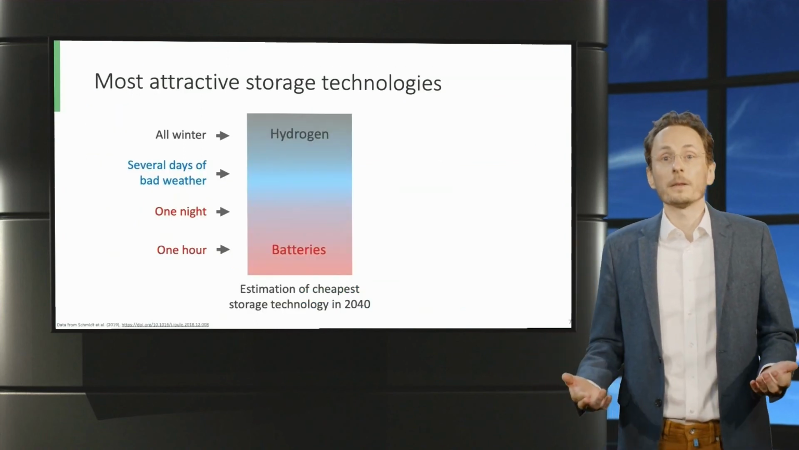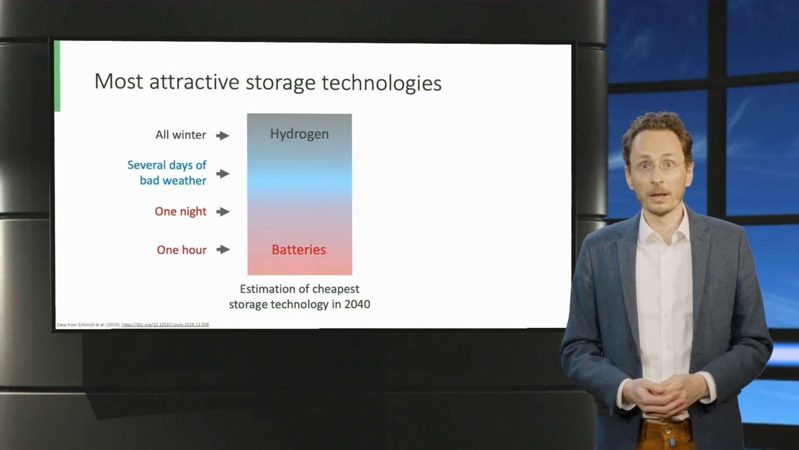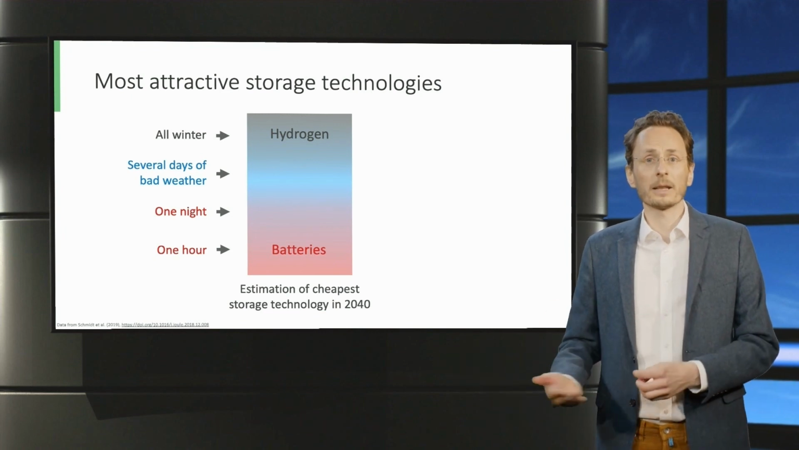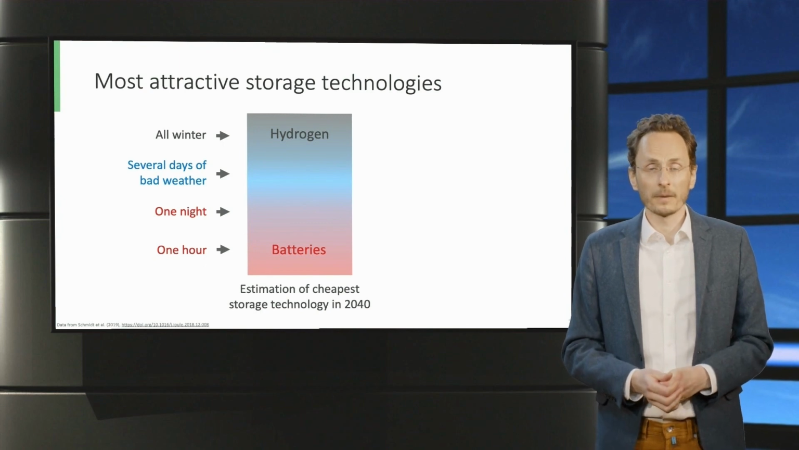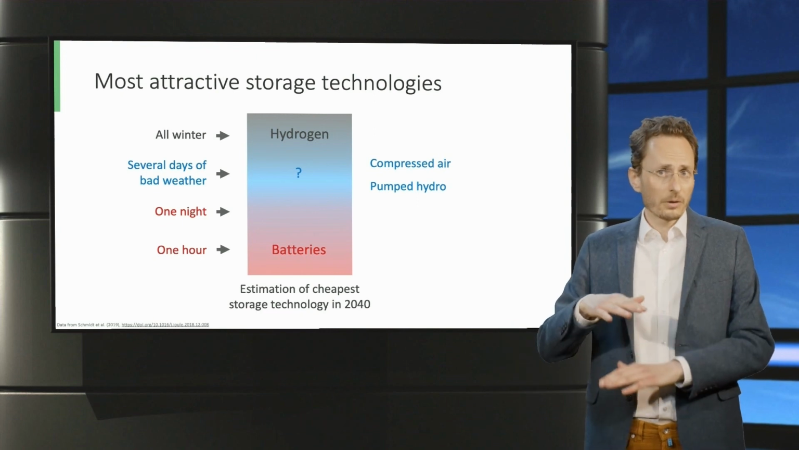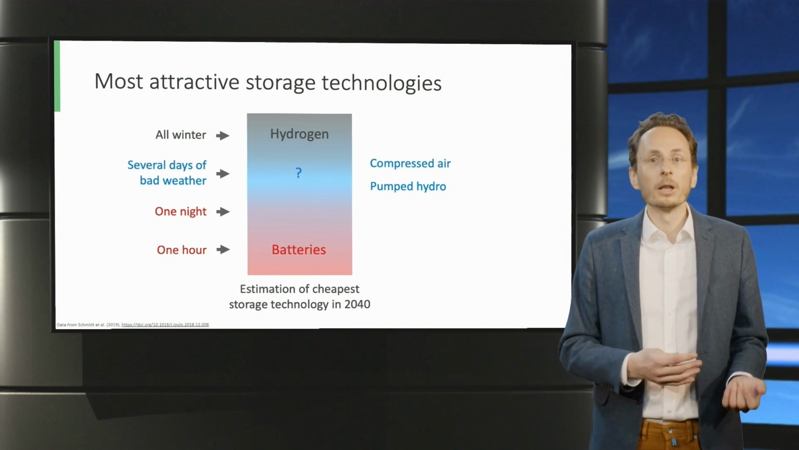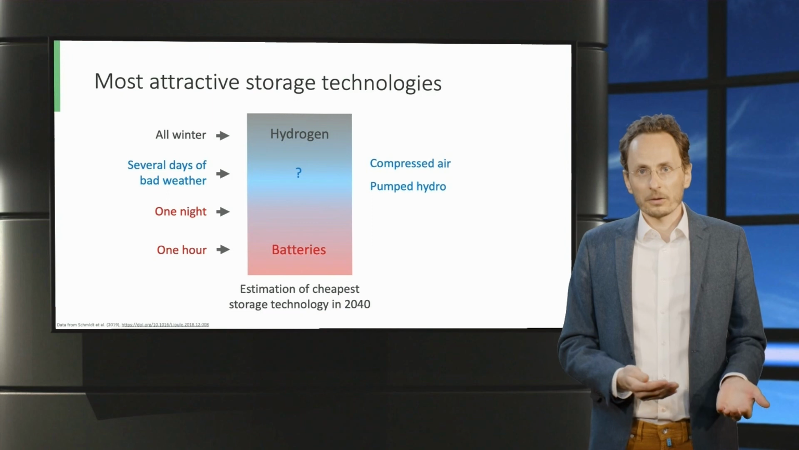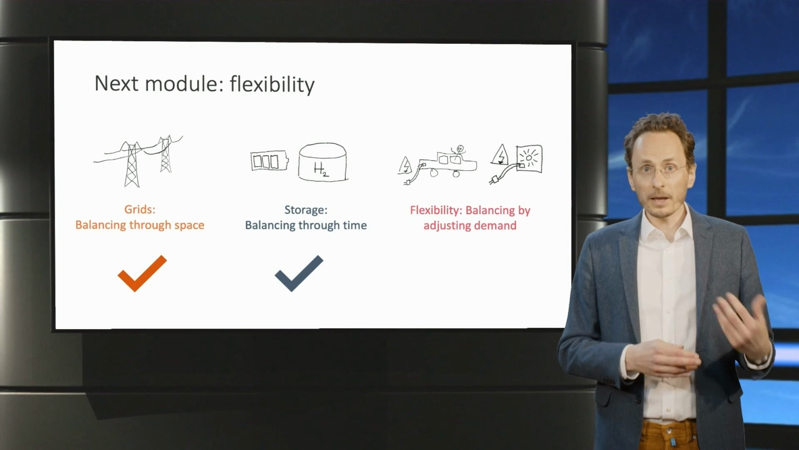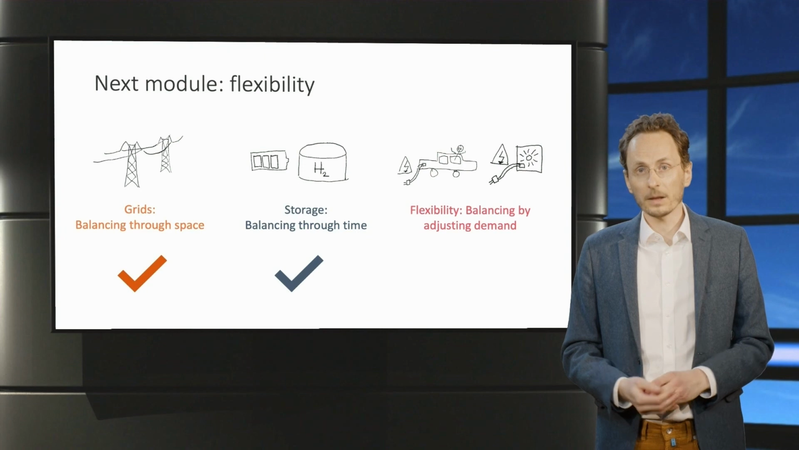And indeed, it seems credible that batteries might play a key role in balancing shorter-term variability, hours to maybe a single day or so, while hydrogen for storage might play a key role in dealing with longer duration variability. It's a little bit less clear what storage technology will be best for the intermediate period, a few days to a week or two. That could be batteries and/or hydrogen, or something else like pumped hydro storage or compressed air storage. Okay, so we've dealt with grids and we've dealt with storage. And in the next module, the final option we will look at is flexibility.